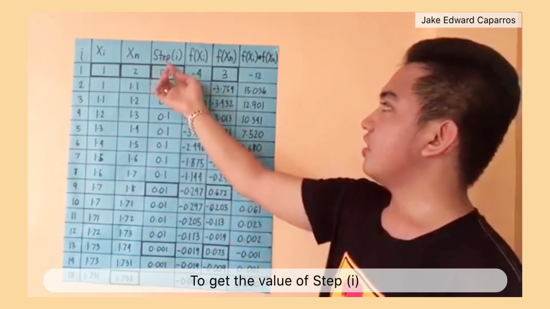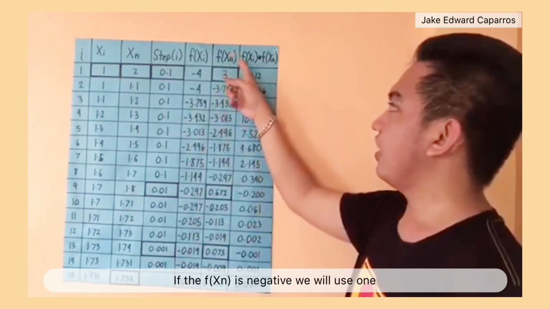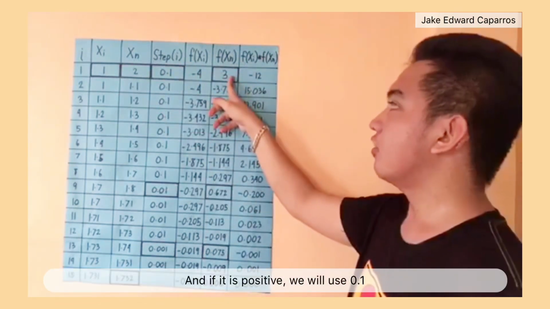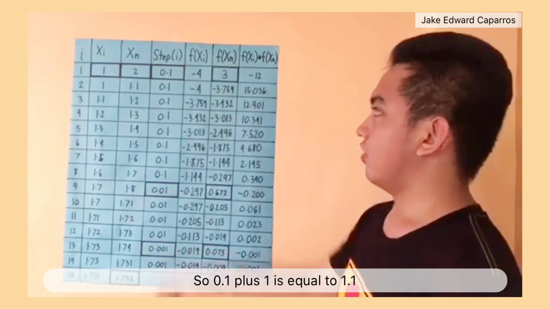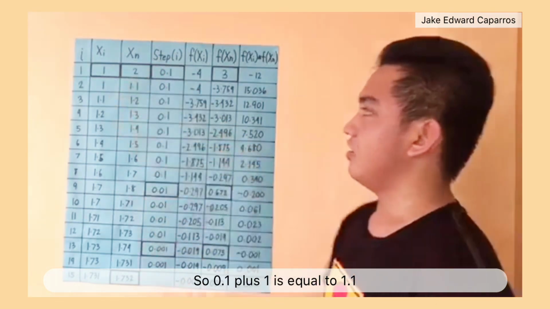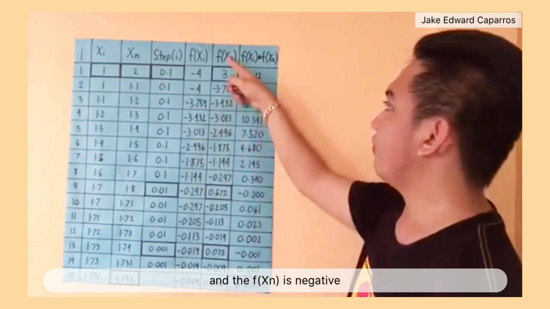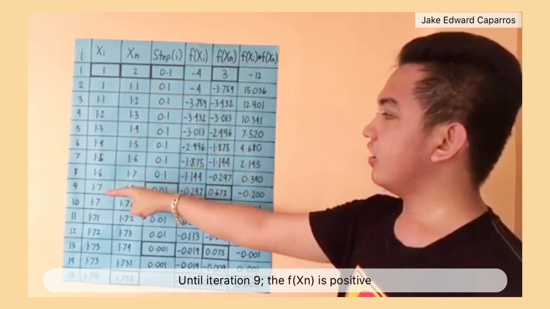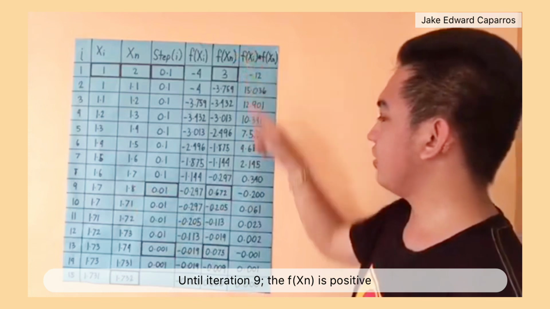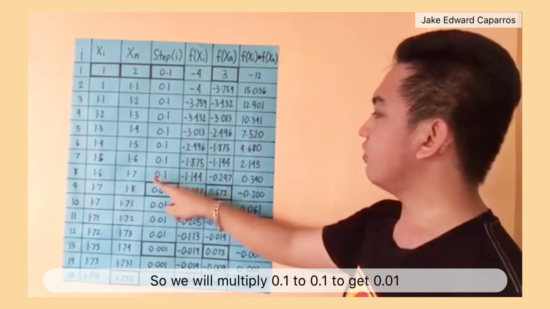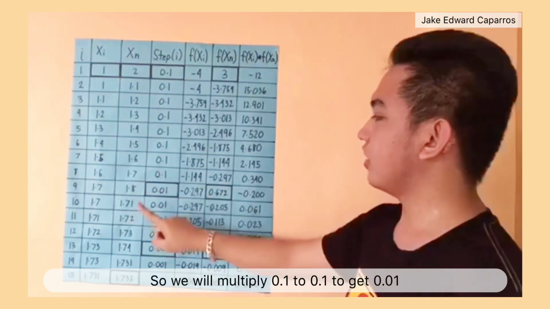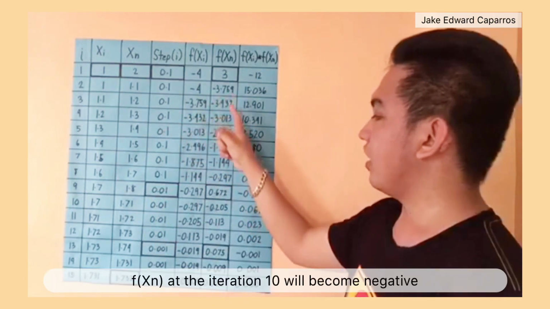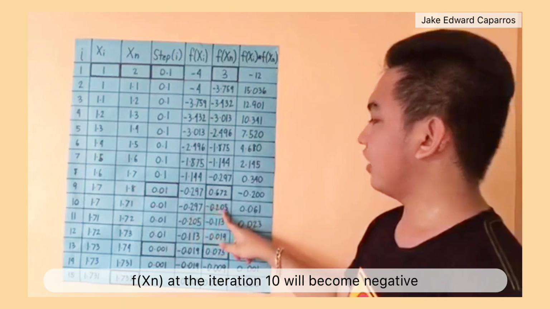To get the value of step quantity I, if the f of xn is negative, we will use 1. And if it's positive, we will use 0.1. So 0.1 plus 1 is equal to 1.1. And the f of xn is negative until iteration 9, then the f of xn is positive. So we will multiply 0.1 by 0.1 to get 0.01. And the f of xn at iteration 10 will become negative.